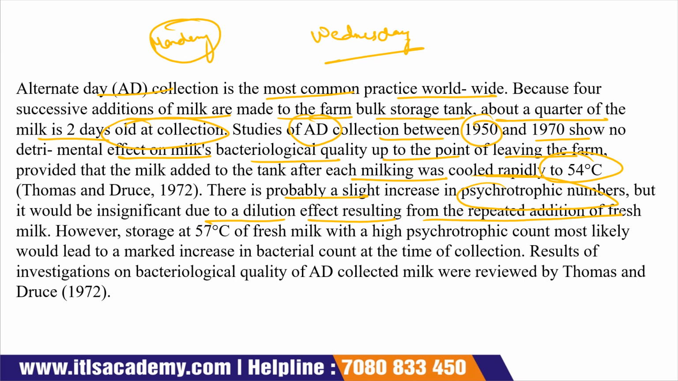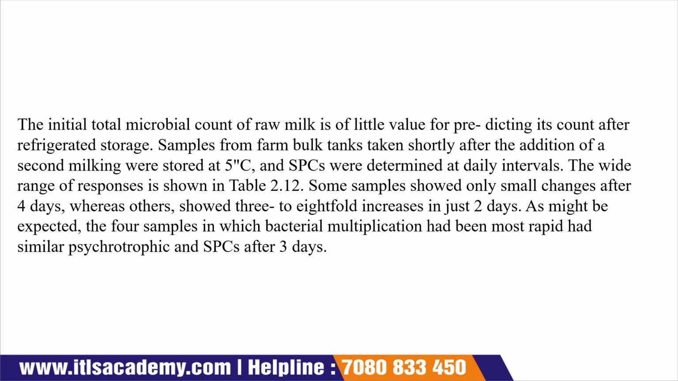However, the storage of milk at 5-7 degrees Celsius with a high psychrotrophic count would most likely lead to a marked increase in bacterial count at the time of collection. Investigations of the bacteriological quality of alternate day collected milk were reviewed by Thomas and Ross in 1972. The initial total microbial count of raw milk is of little value in predicting its count after refrigerated storage. Okay, so initial total microbial count of raw milk is of little value once it is stored in a refrigerated condition.